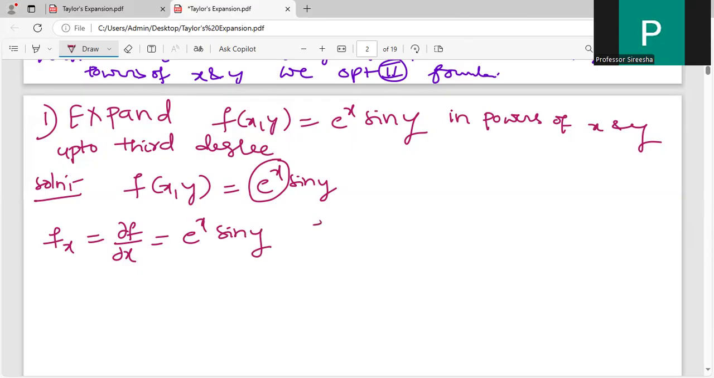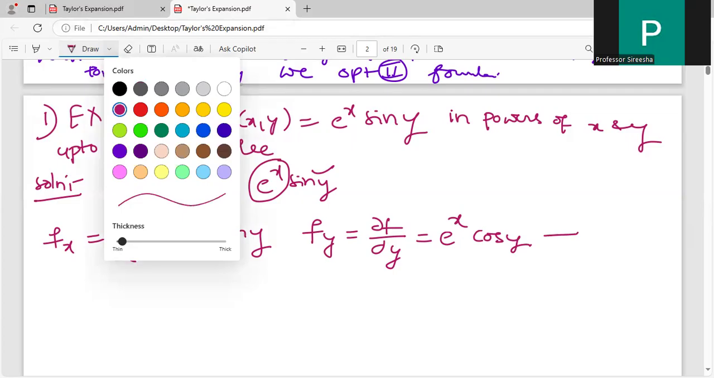Now, what would be fy? Fy would be dou f by dou y. What's the y term? That is sine y, right? So e power x is a constant. Sine y derivative would be cos y, right? I'm done with my first order derivatives here. I hope you are understanding.